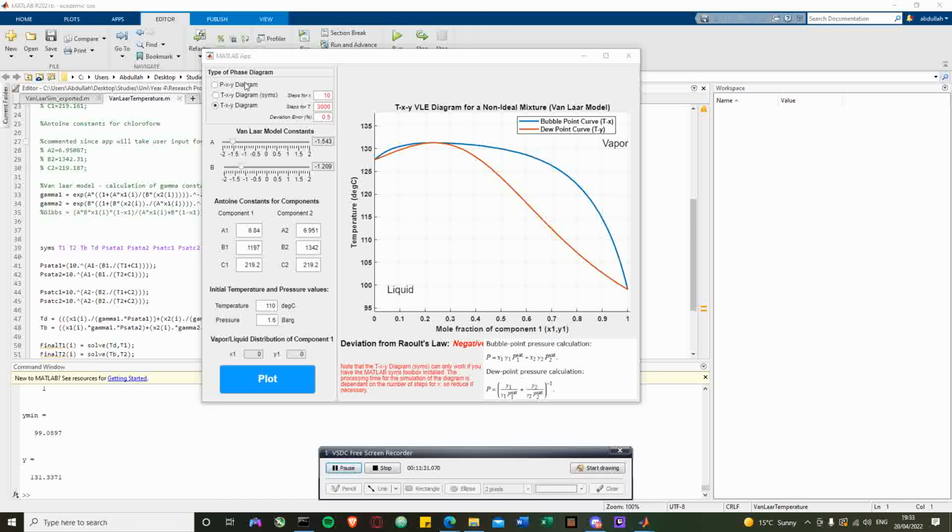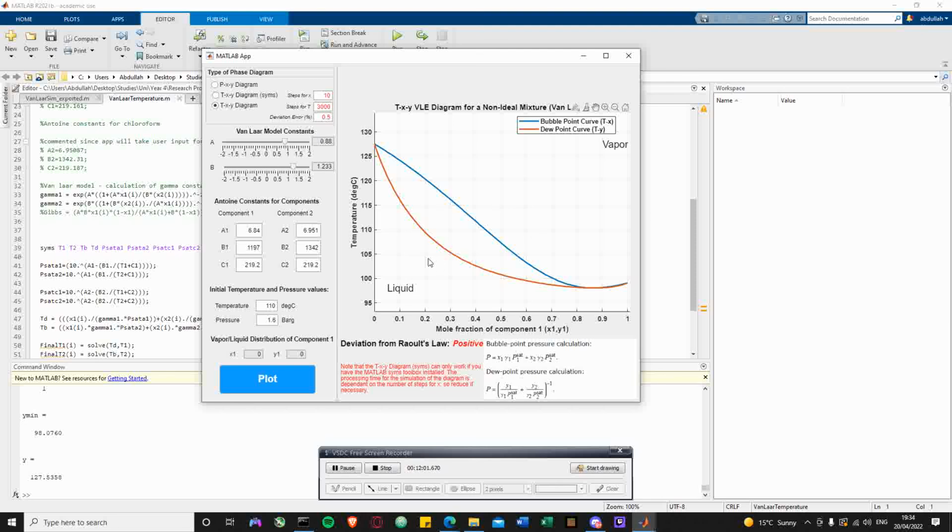Now that we've moved away from these, we can look at the Van-Laar model constants. Both values either have to be negative or both have to be positive. If we try to move this slider to a positive value, the program returns and says that both must be positive or both must be negative. If we do that, then it will plot our diagram for us.